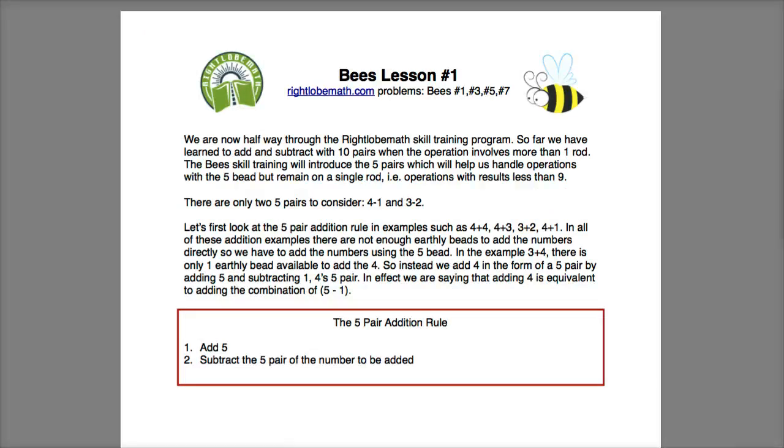So in ladybugs and spiders, we went through addition and subtraction with 10 pairs that involved more than one rod. However, we also need to be able to handle the situation that involves the 5 bead on a single rod. And that's what we're going to learn in our bees lessons. And so we're now going to introduce one more concept, which is the 5 pair. And there are only 2 of them, 4 and 1 and 3 and 2. And so this first video is going to look at the 5 pair addition rule.